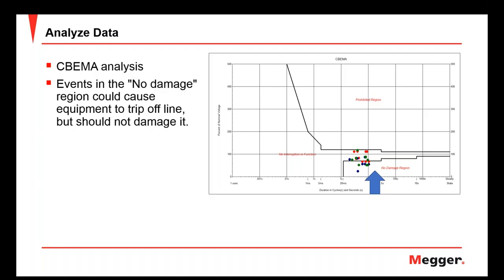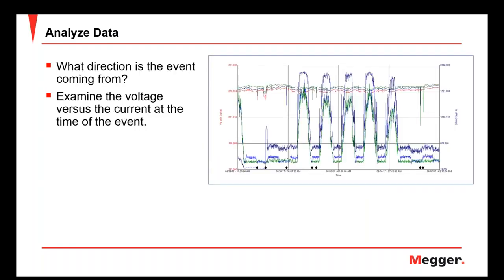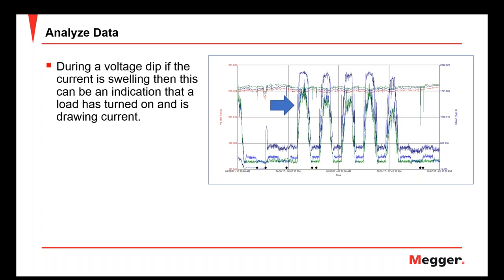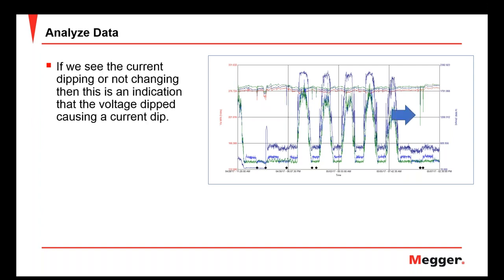One of my next questions is, is it coming from the source or the load? So I'm going to look at the voltage versus the current. In a normal, non-faulted condition, I can see the voltage goes down a little as the current goes up. This would indicate a load turning on, pulling the voltage down slightly, but this isn't what caused my trip. If I look at where the trip occurred, I can see a voltage dip, but I really don't see any significant change in the current. This would be indicative that the problem's coming from the source side, upstream.